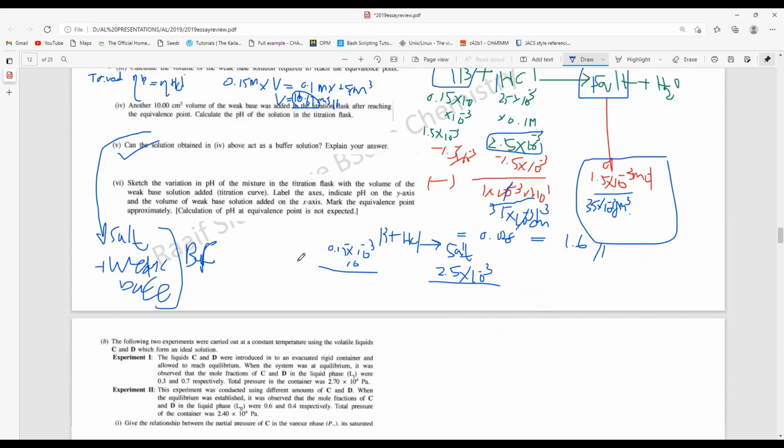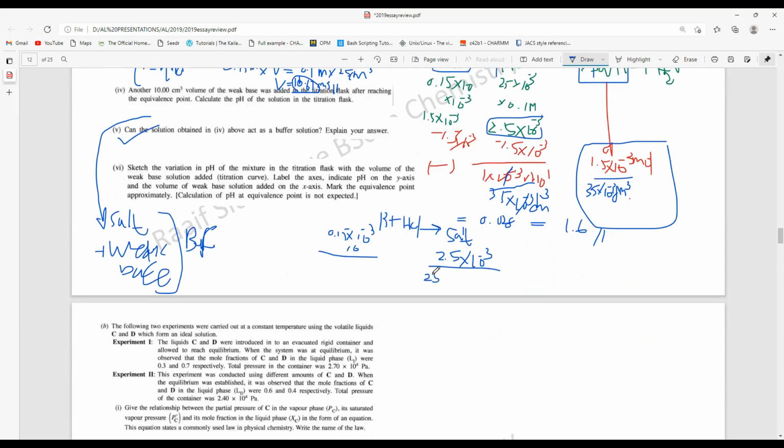So the total volume will be 25 plus 16.66 plus the additionally added 10 cubic centimeter also should be there. So 10, all 10 to the power minus 3. Okay, so here also that should be the volume, right? But we don't have much of a problem with the volume, but I want to tell you this is the total volume, right? Because this is a buffer solution. To calculate the pH, you can directly go to the Henderson equation.